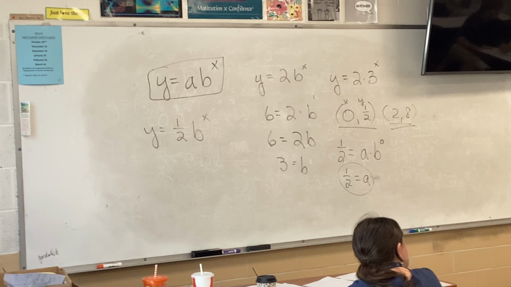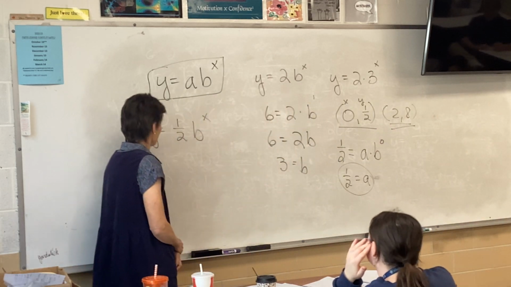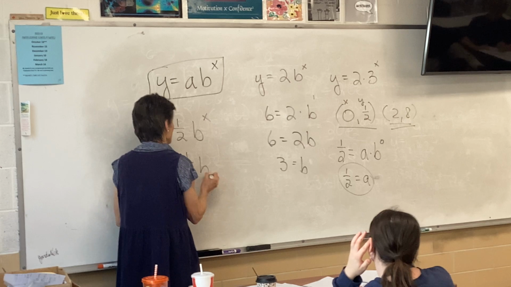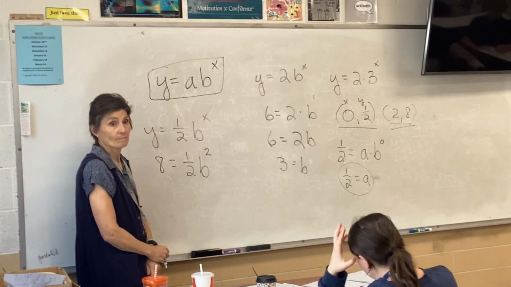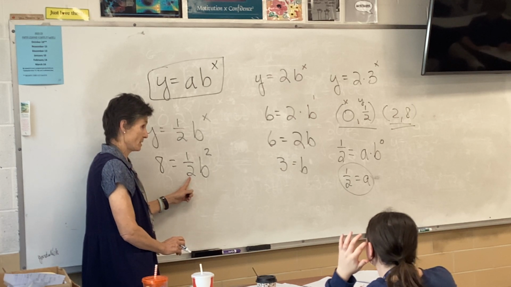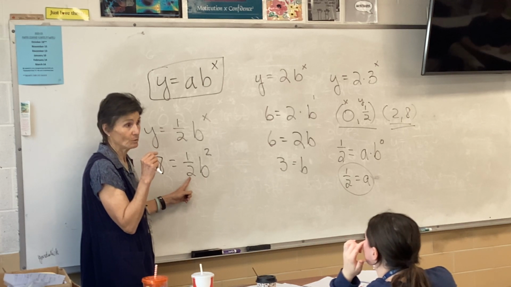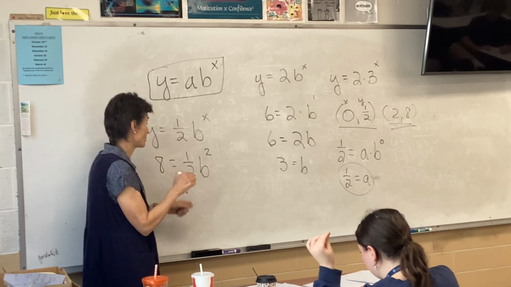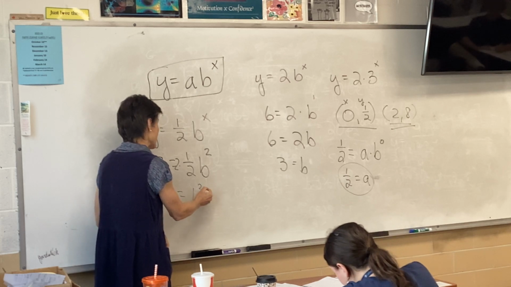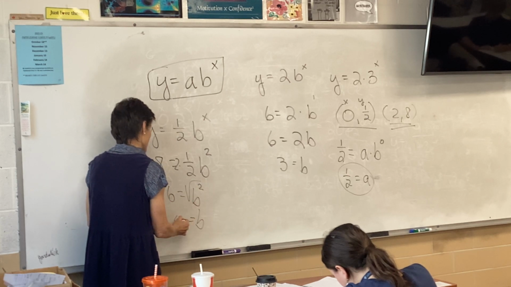All right. Thank you. Okay, so where am I here? I'm ready to plug in my point, 2, 8. So 8 equals 1/2 b to the second. Now I need to solve that, so what shall I do about this? I could divide by 1/2, but it's easier just to multiply by 2, right? That'll get rid of that, so I'll times both sides by 2. So 16 equals b squared. Square root, so it looks like b equals 4.